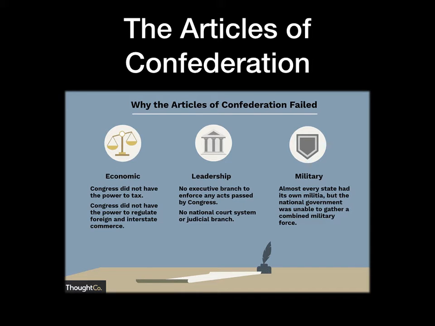It was drafted before the Revolutionary War, held the United States together during the war. But after the war, there's many problems with the Articles of Confederation, mainly economic, leadership, and military. Economic, there was no standard currency in the United States. Each state was printing its own different currency. In class, we talked about all the problems that would create.